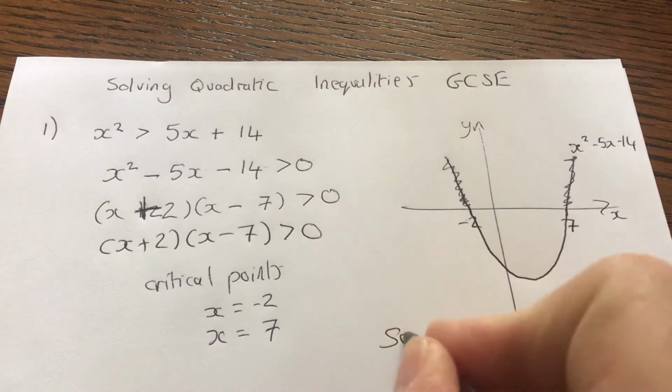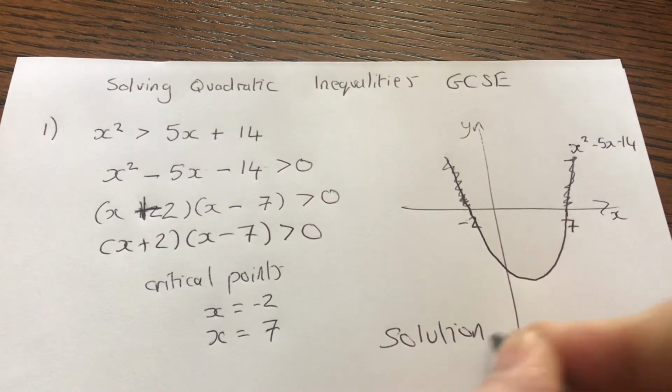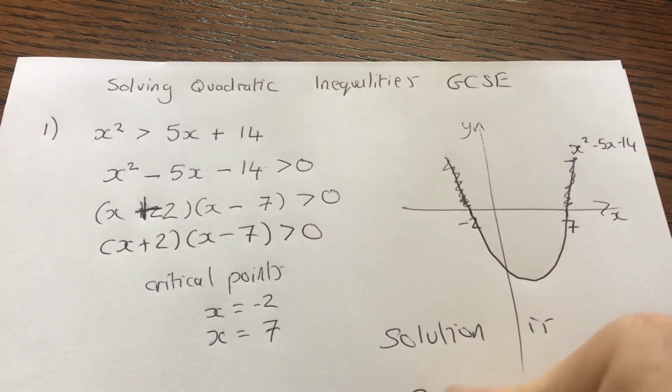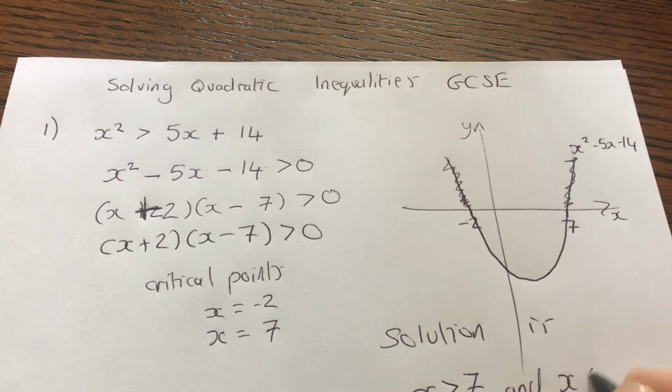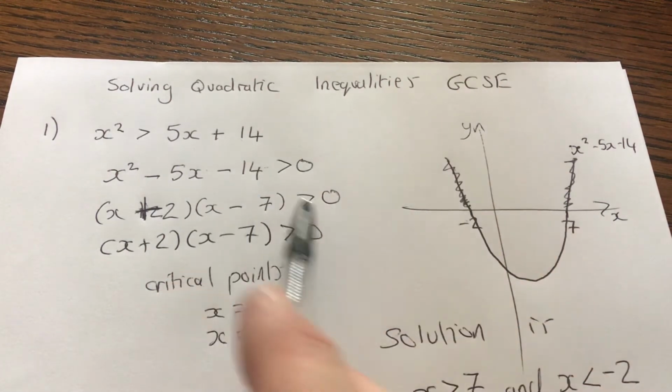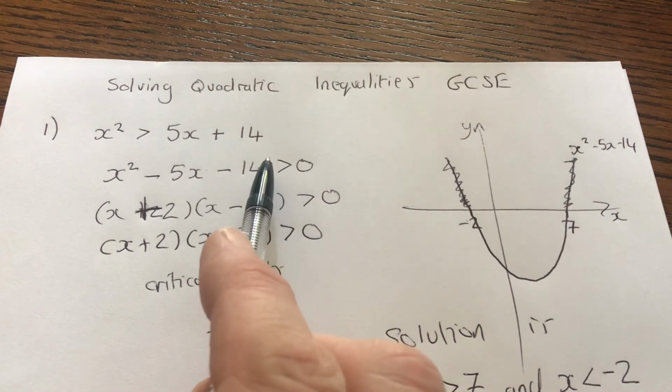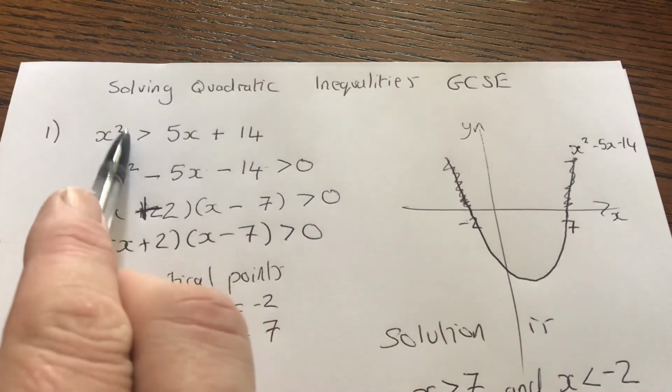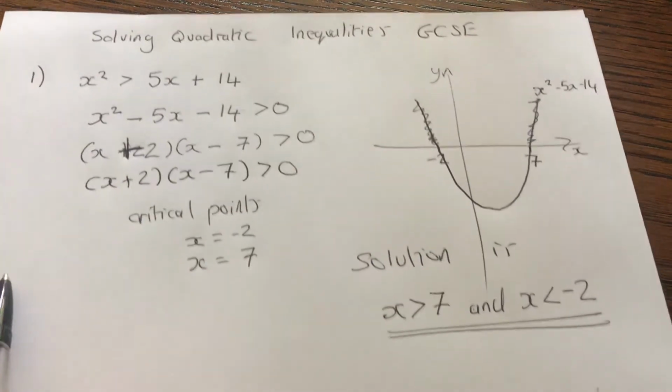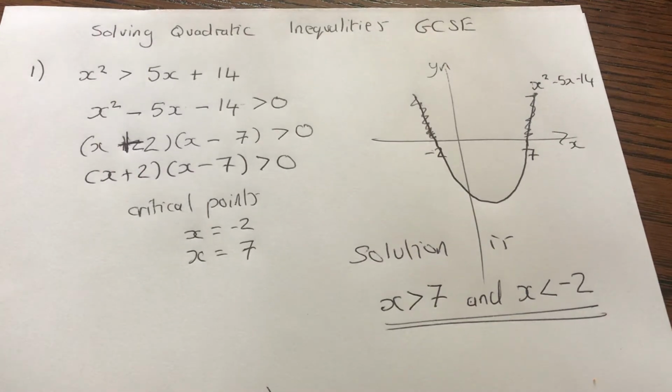So my solution is x is greater than 7 and x is less than negative 2. Those are the points where this quadratic is above the x-axis, and because I've rearranged, it satisfies this inequality. There you go. Now let's do another one.